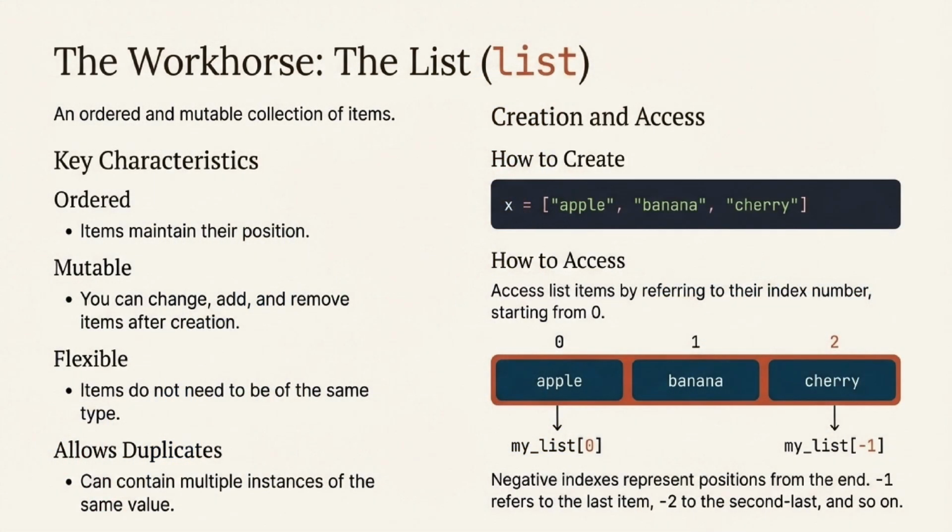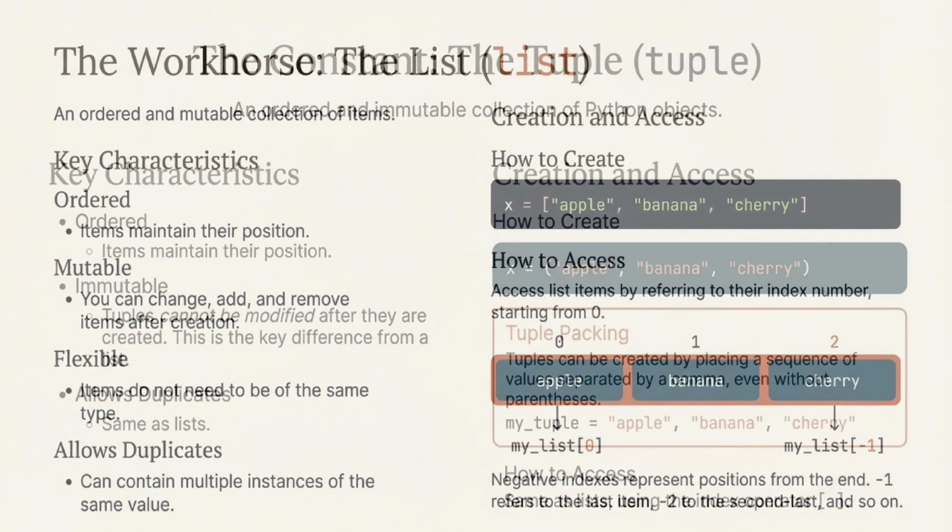Lists are Python's most flexible collection type. They preserve order, allow duplicate values, and most importantly, they are mutable, which means you can change, add, or remove items after creation. Lists are perfect for storing groups of related information.